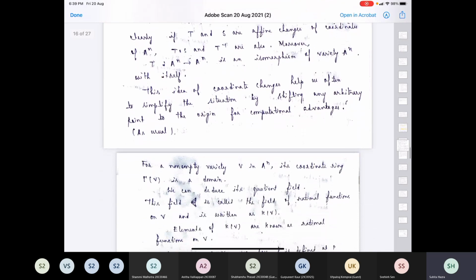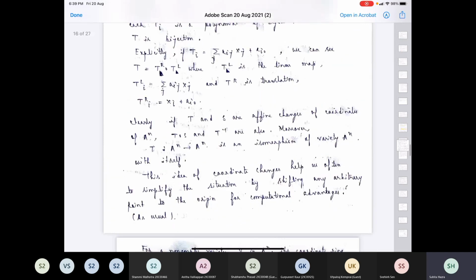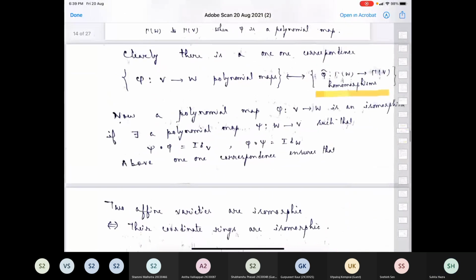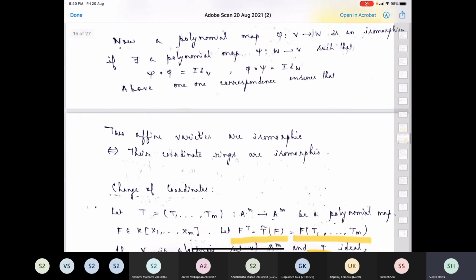So clearly, if T and S are affine changes of coordinates of A^n, then the composite and T inverse are also, because they also satisfy those properties, that is, they are bijections and also linear. So they are also coordinate changes. Moreover, if T: A^n to A^n is an isomorphism of varieties, because we have defined what an isomorphism of varieties is, that two affine varieties are isomorphic if and only if their coordinate rings are isomorphic, we have that property. From this definition of isomorphism, we can say that this affine coordinate change is an isomorphism from A^n to A^n. That's one kind of automorphism.